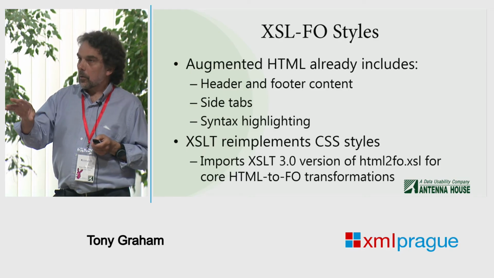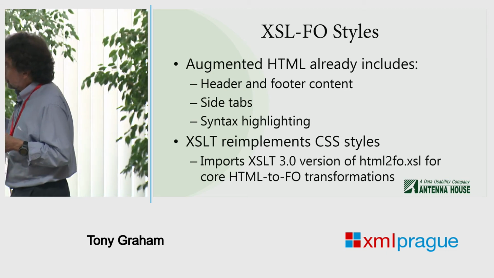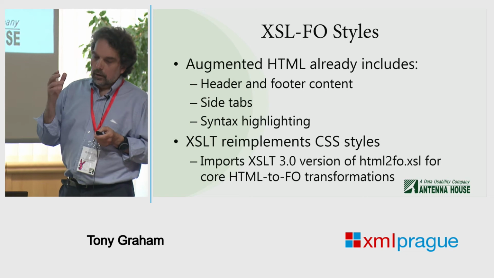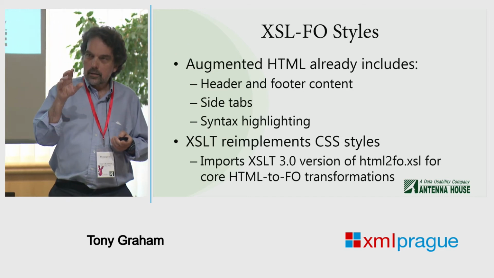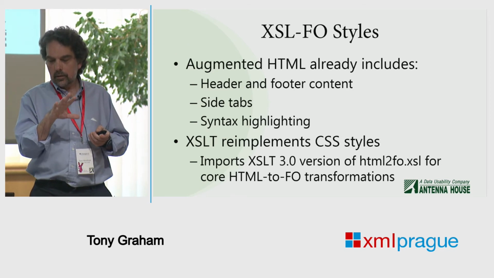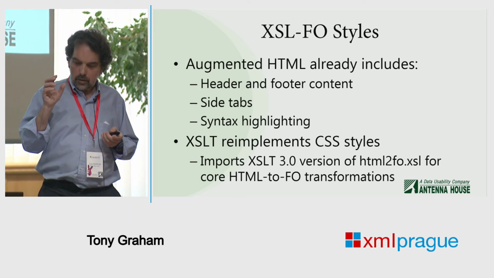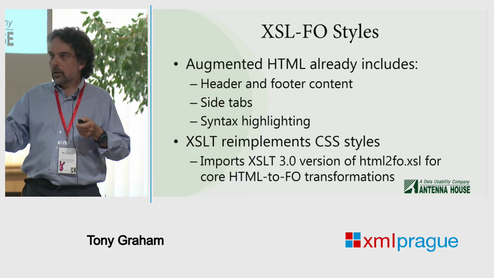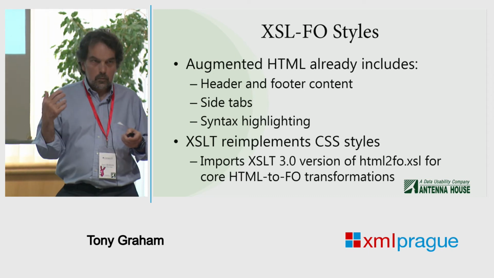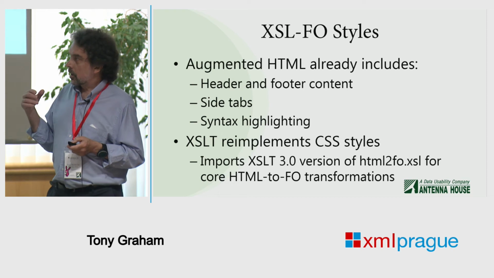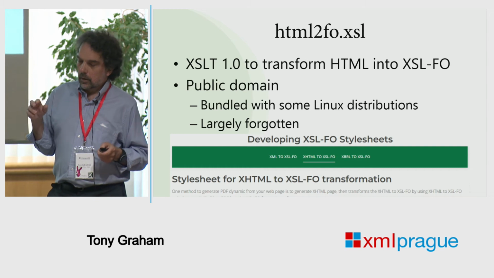The XSLT that generates the FO starts, as I said, from the augmented HTML, and it re-implements the CSS styles. The part that I wrote for this was just the stuff in the CSS styles for the book. I didn't have to write a complete transformation from HTML to FO because there was already one on the Antenna House website. But I did update parts of it to run as XSLT3 rather than XSLT1.